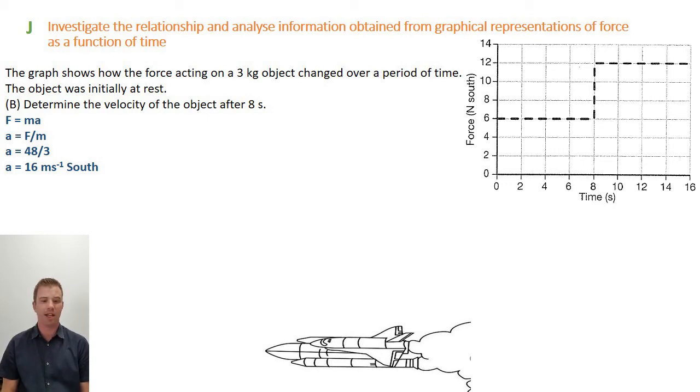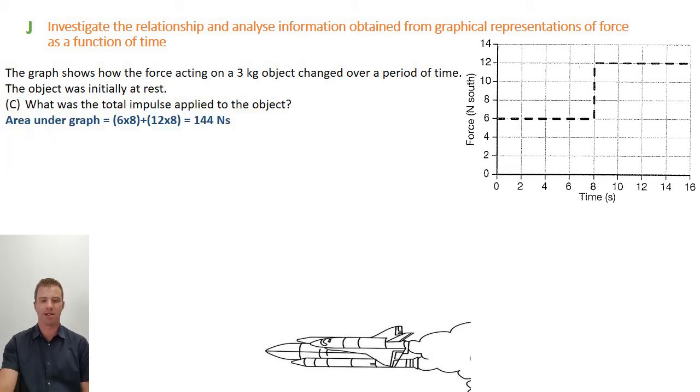B, determine the velocity of the object after 8 seconds. So it's F equals ma. We want to find velocity, which is the acceleration over that time period. So 48 divided by 3 will give us 16 meters per second south.